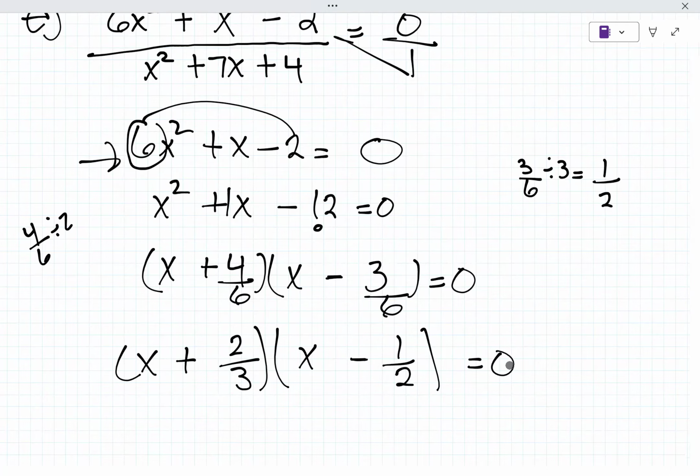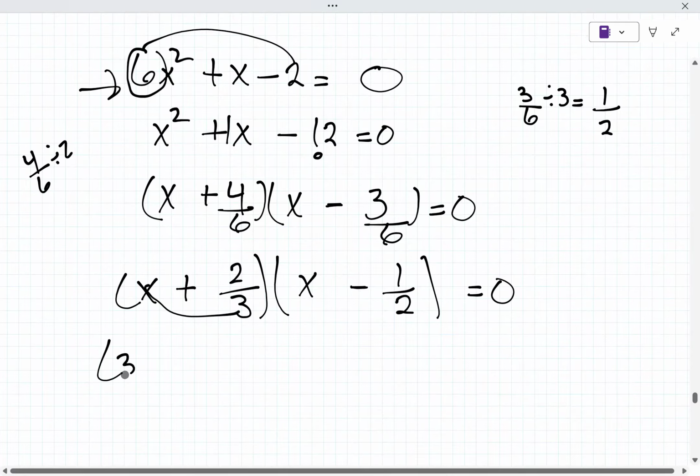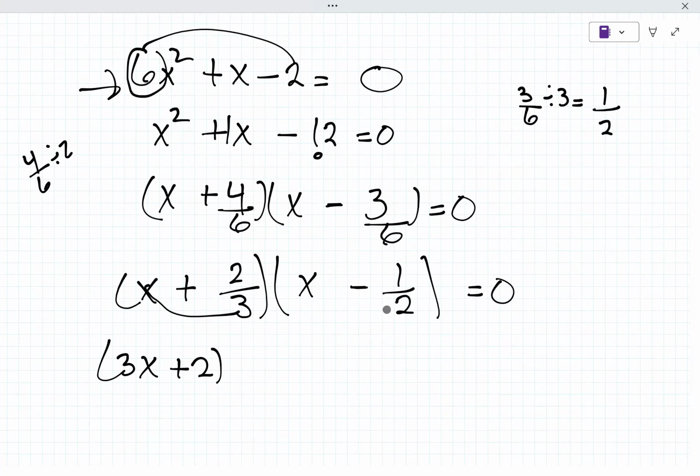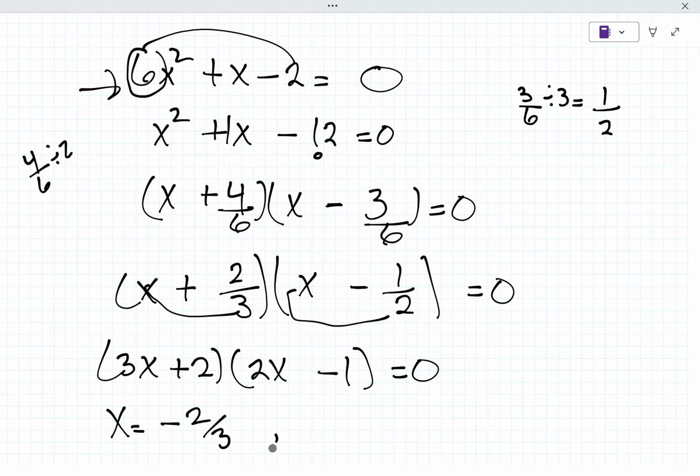Okay, we can't leave it as a fraction, right? So for 2/3, we're going to put the 3 in front of the x, so that's going to be 3x plus 2. Same thing with this -1/2, we're going to put the 2 in front of the x, that's going to be 2x minus 1 equals 0. When you actually solve for x, we get x equals -2/3 and x equals positive 1/2.